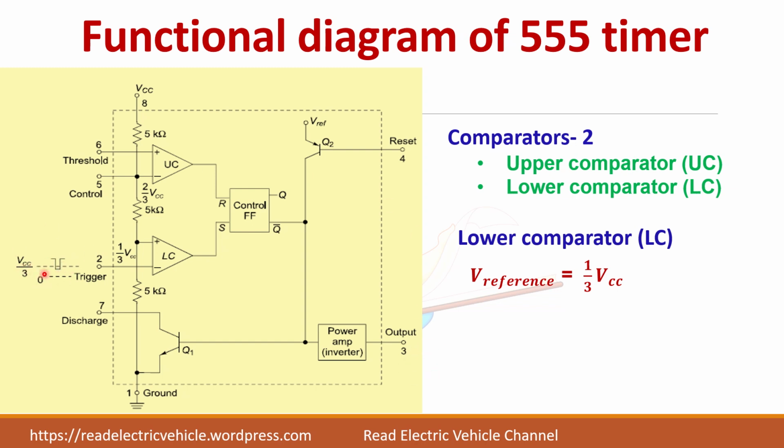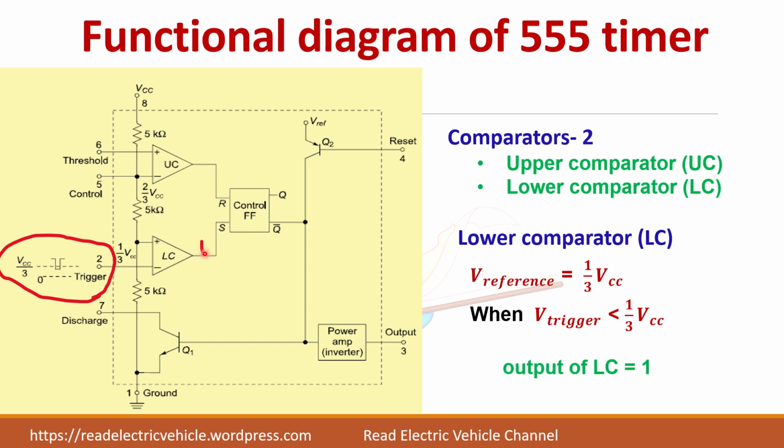So how does it work? You are giving a negative going pulse here, and this pulse width should be very small. And when this negative going pulse falls below this 1/3 VCC, what happens? This is the negative side, it is less. If it is less, this op amp will give you a high output. So in this case, the output of the lower comparator will be equal to 1, or the set input of the flip-flop can be set to 1.